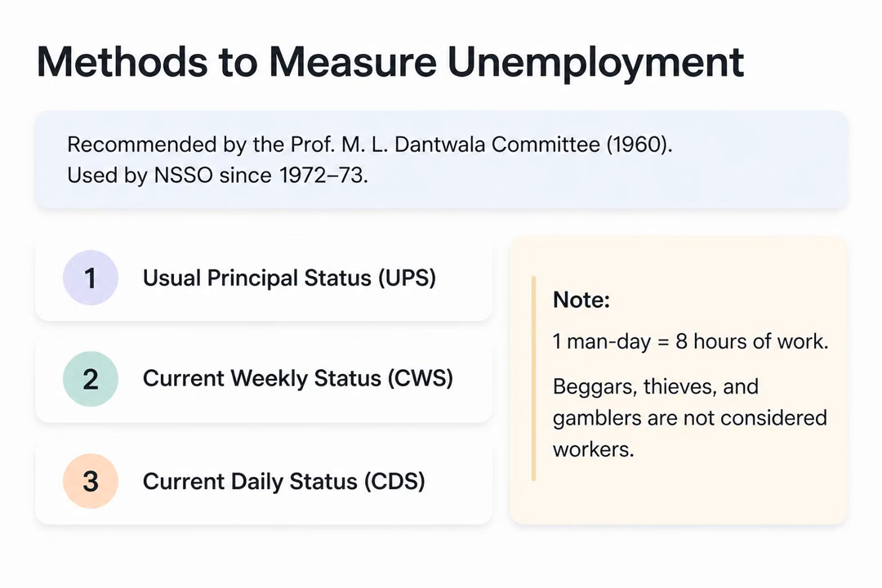How does India actually measure these numbers? Based on the recommendations of the Prof. M.L. Dantwala Committee in 1960, the National Sample Survey Office uses three primary methods: usual principal status, current weekly status, and current daily status. And just as a technical note, a standard man day is considered 8 hours of work, and individuals engaged in illegal or non-economic activities like gambling or begging are excluded from these metrics.